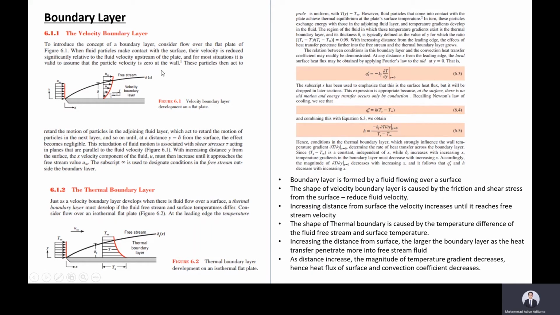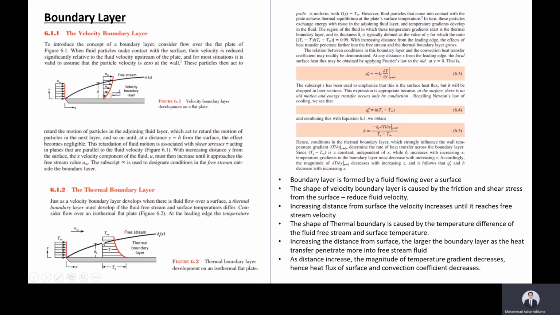The shape of the velocity boundary layer is caused by the shear stress from the surface, which reduces the fluid velocity. And increasing the distance from the surface, the velocity increases until it reaches a free stream velocity. The shape of the thermal boundary layer is caused by the temperature difference between the fluid free stream and the surface temperature. And increasing the distance from the surface, the boundary layer will be larger as the heat penetrates more into the free stream fluid.